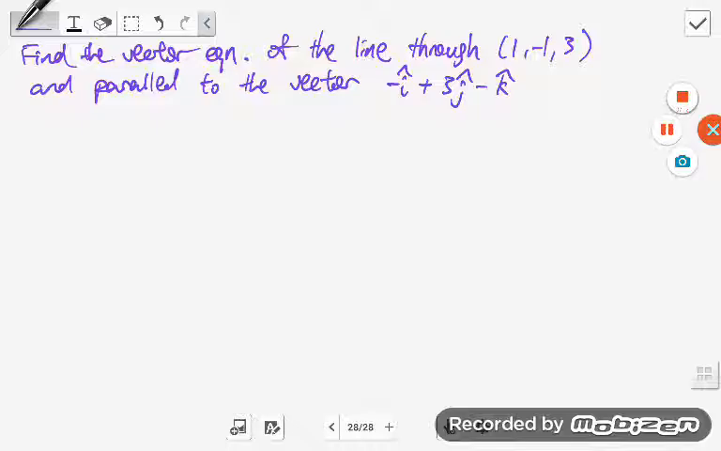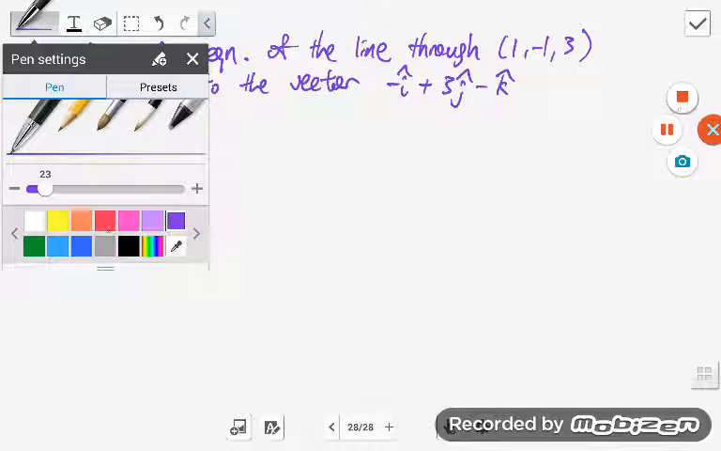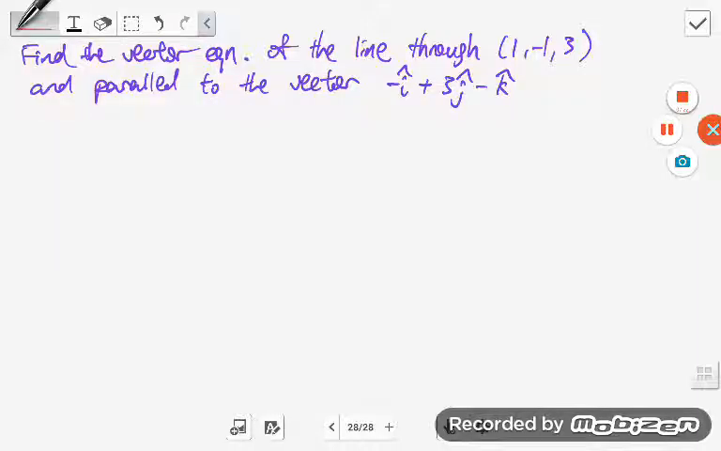All right, so here I have an example. I want you guys to pause the video and go over the question. Okay, welcome back. Now, all we have to do is to find the vector equation, or that means my vector R, right? Normally we use the R to represent vector equation. And we need to find the vector equation of the line through this point.